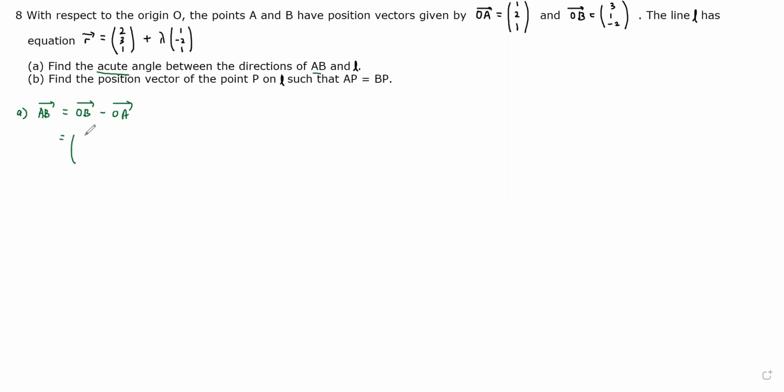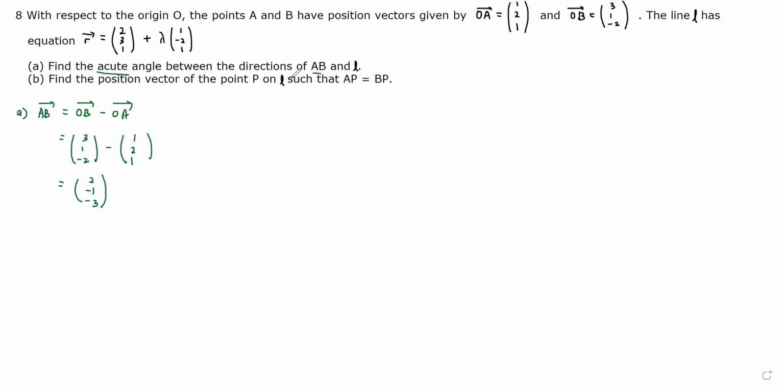Vector OB is 3, 1, negative 2. Vector OA is 1, 2, and 1. So this gives us 2, negative 1, and negative 3.